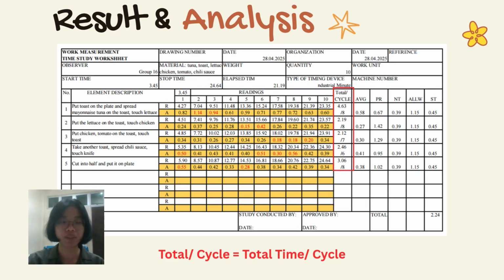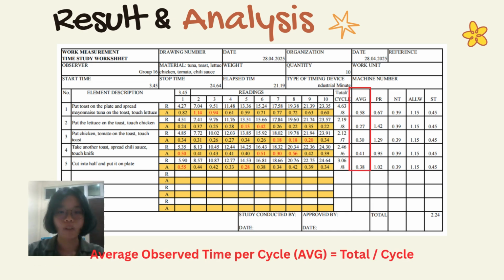This is our study worksheet for the chicken sandwich. Based on the observed time, we can calculate the total per cycle by totaling up the times of the steps. Next, we can calculate the average observed time per cycle by using total divided by cycles.